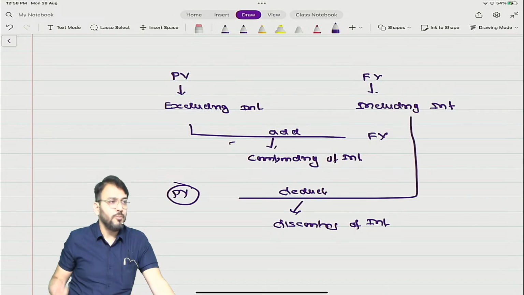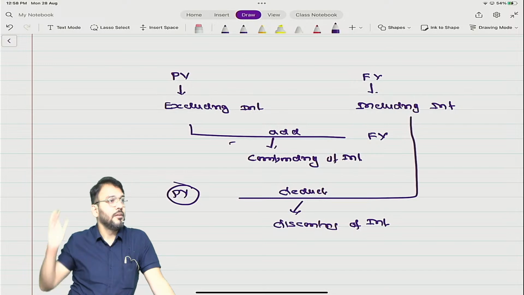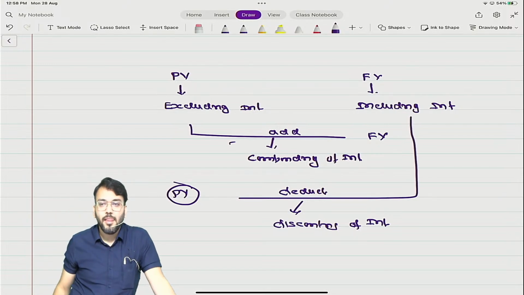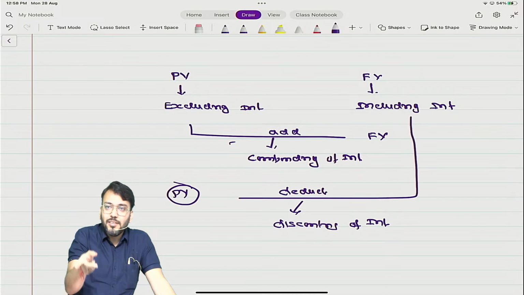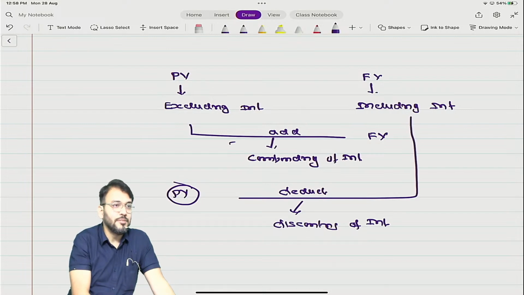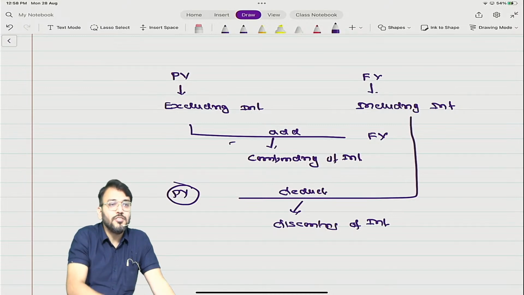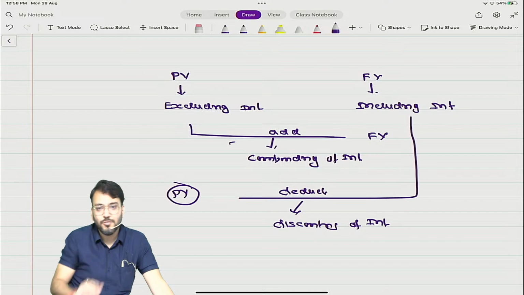These are technical terms which will be used in FM as well as in accounts. Compounding, discounting, you understood? My question to you all: if future value is given and you want present value, will you compound or discount? Discount. And if present value is given and you want future value, you will compound. This much you understood?